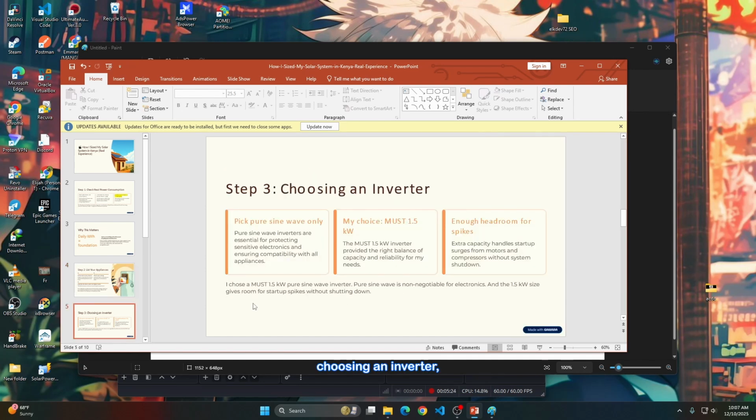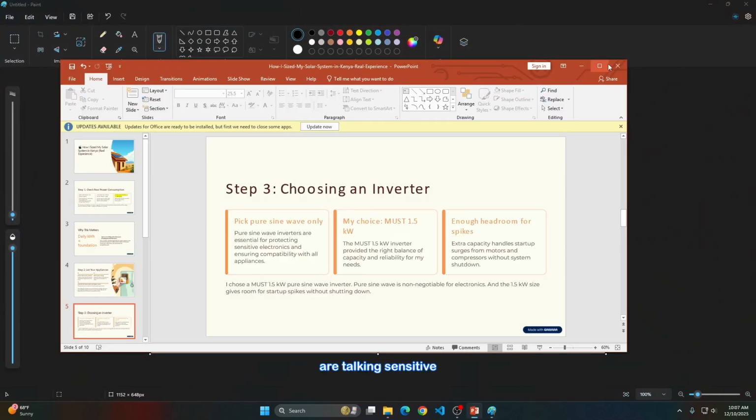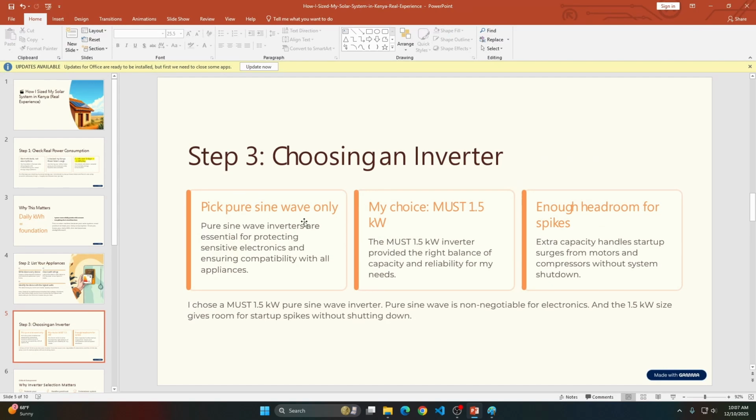So when you come to choosing an inverter now, there is a key factor. In my case, in fact, I had sensitive electronics. When we talk sensitive, we mean something like, let's say you have a TV. There are some inverters you can use that will not work with your systems. Either it will damage them or something. So you need something whose output is equivalent to that of the grid. So that's a pure sine wave inverter.